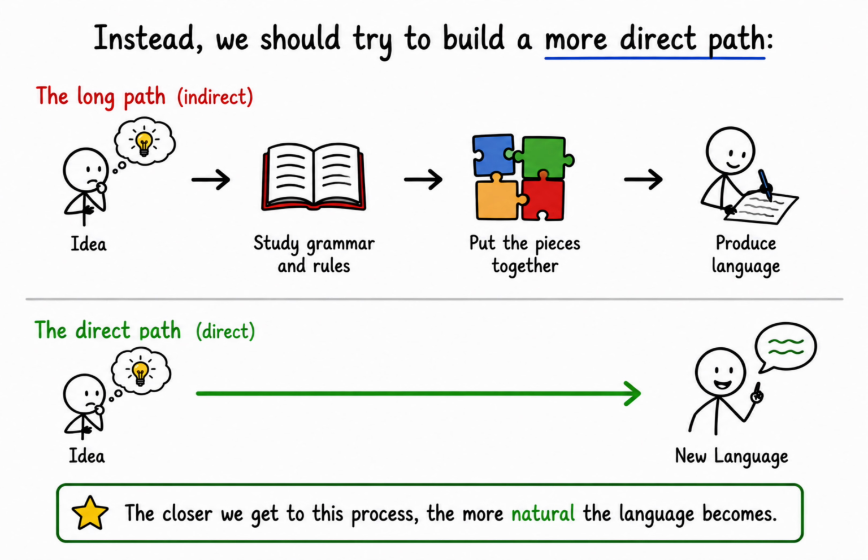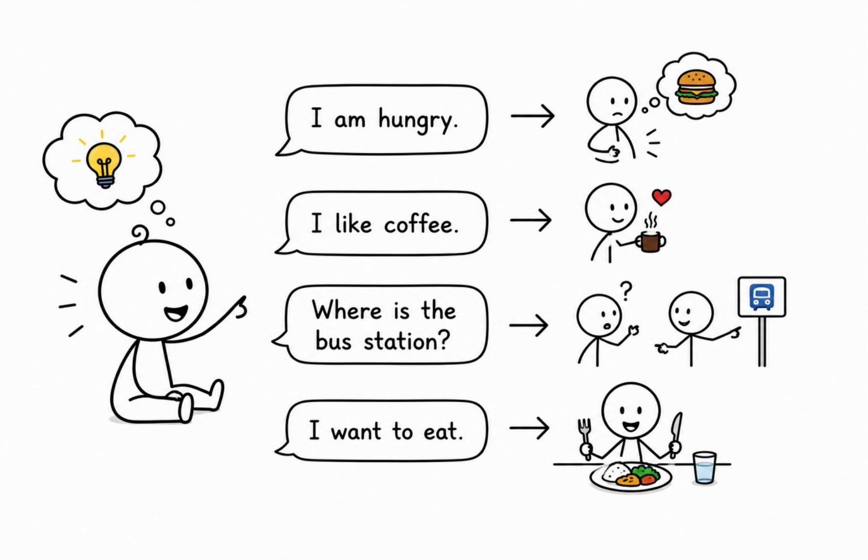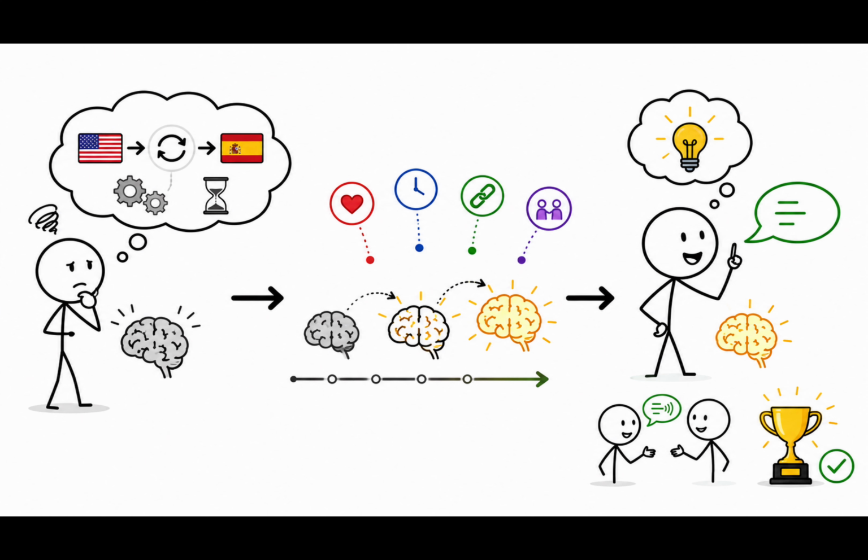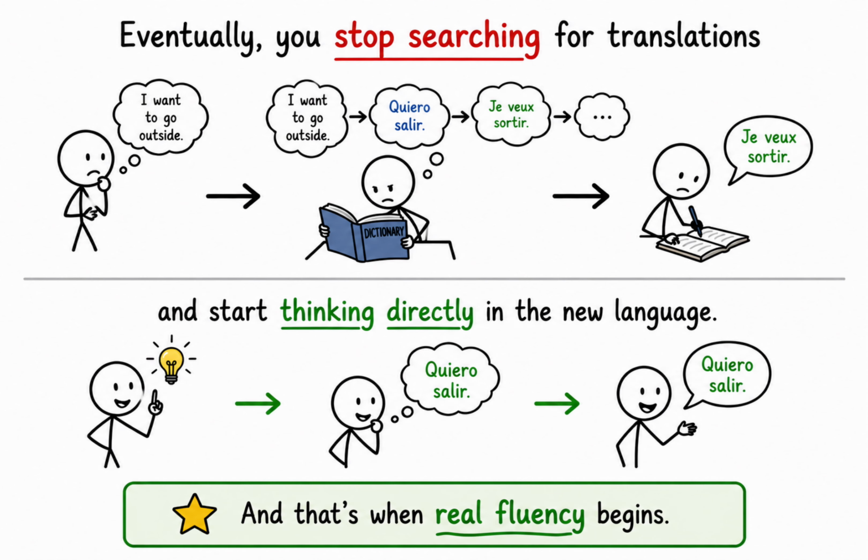That's why practicing conversations, even with a very limited vocabulary, can be so powerful. Just like a baby, start with simple ideas. I am hungry. I like coffee. Where is the bus station? I want to eat. These sentences may seem basic, but they train your brain to use the language as a communication tool, rather than a translation exercise. Over time, your brain becomes familiar with the patterns, emotions, timing, and connections that make up the language. Eventually, you stop searching for translations and start thinking directly in the new language. And that's when real fluency begins.